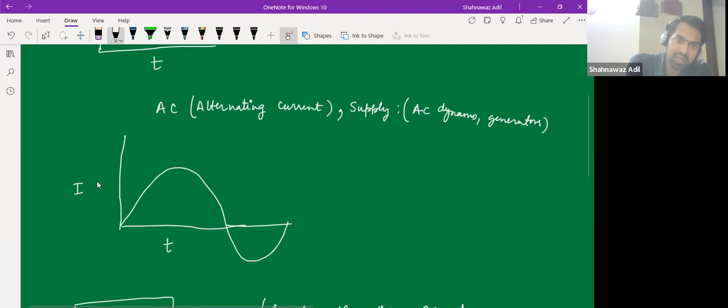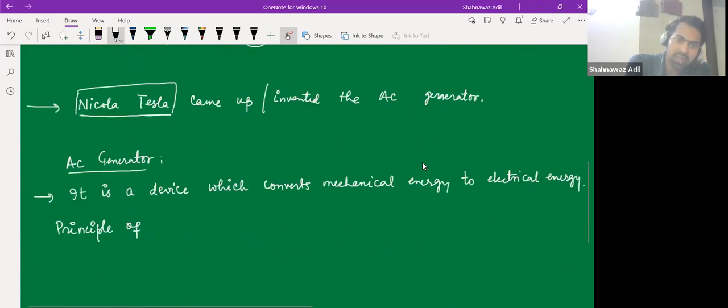Similarly, you have this alternating current. In the case of alternating current, the current changes over time, so you get a fluctuating current, right? And from where do you get this alternating current? You get it from AC dynamo or generators. So now we are talking about this AC generator. Nikola Tesla invented this AC generator, and it has a very big commercial use as well as home appliances, but it has a very big commercial use.